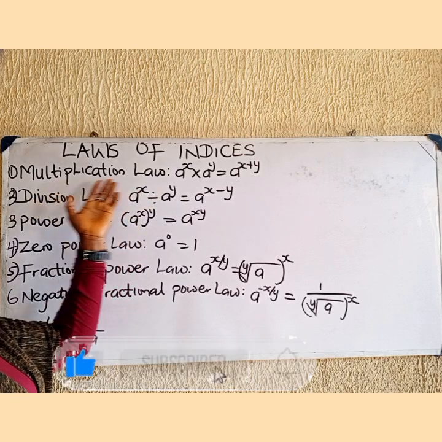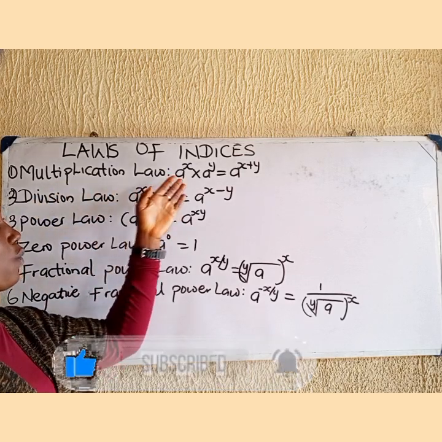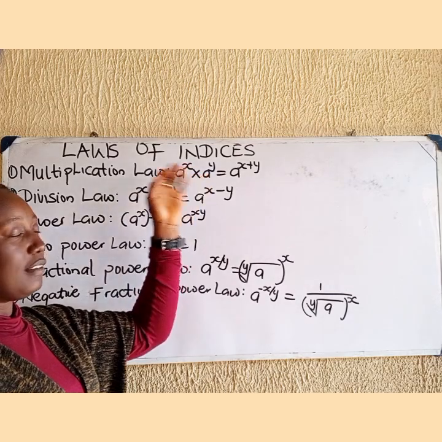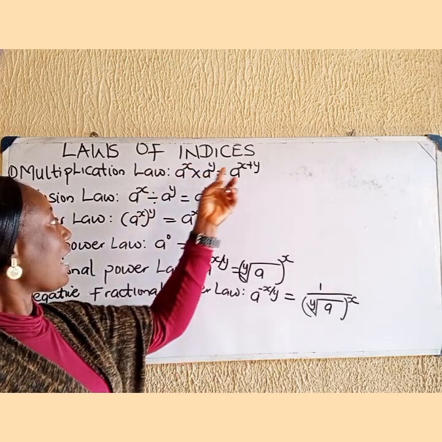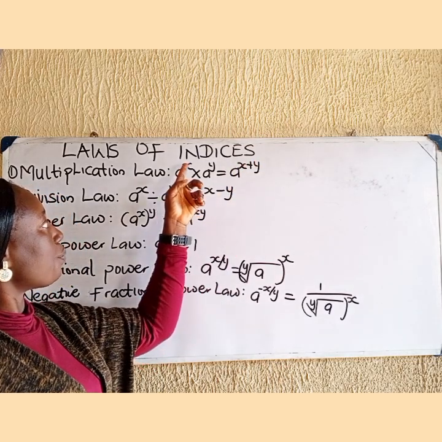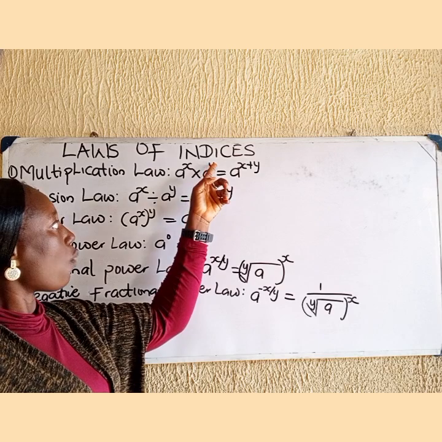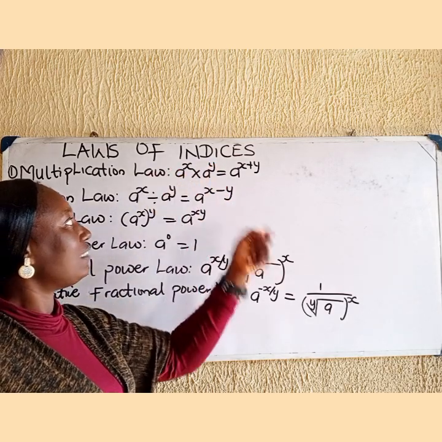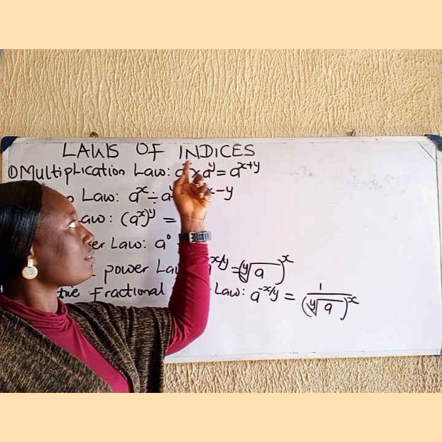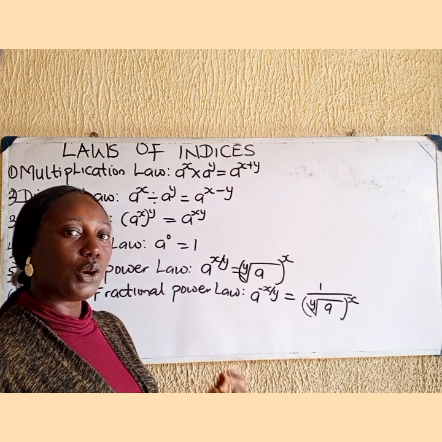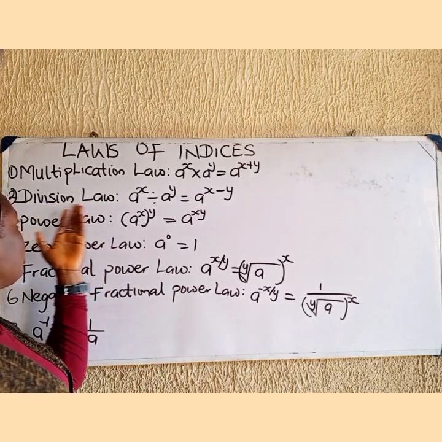This multiplication law says that when an index number is multiplied by another index number, the result is obtained by adding the powers. So when you have something like a raised to power x times a raised to power y, so far they have the same base, you just add the what? The powers. Add their powers. That is the multiplication law.